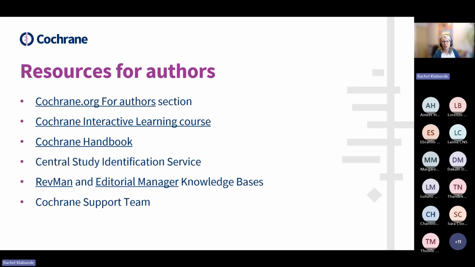Should your team need it and you're not able to include an information specialist on your review team, we do have a team within the Central Executive Team, the Central Study Identification Service, with some information specialists that may be able to assist you with developing your search strategy, or carrying out a search or an update search. So if you need that additional support, please do reach out to the Cochrane support team and we can connect you with that team.